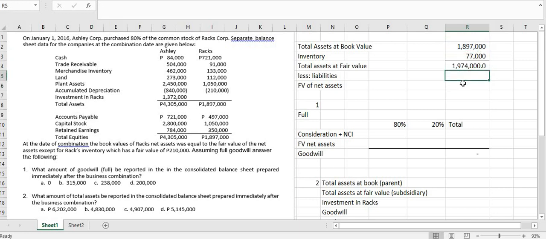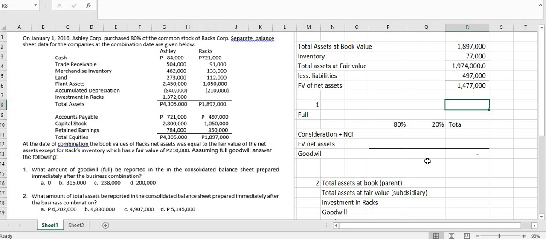And then our liabilities, we have 497,000. So the fair value of our net assets is 1,477,000. That's the fair value of our net assets.